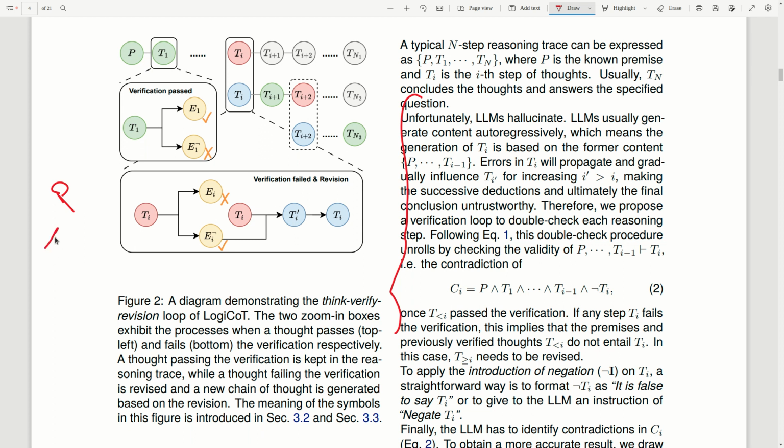Another one is T of I. T of I here represents the reasoning traces or the intermediate steps in the reasoning process of logical chain of thought, or chain of thought, you can say. It includes the steps taken by the framework to verify and revise the reasoning process based on principles of symbolic logic. So P is our prompt, or more specifically we can say a premise.